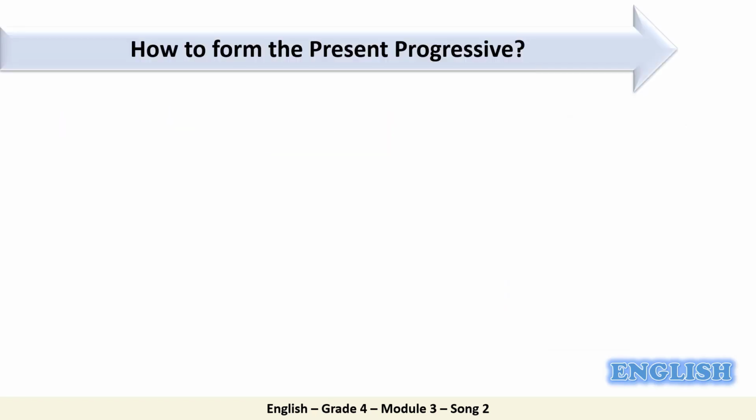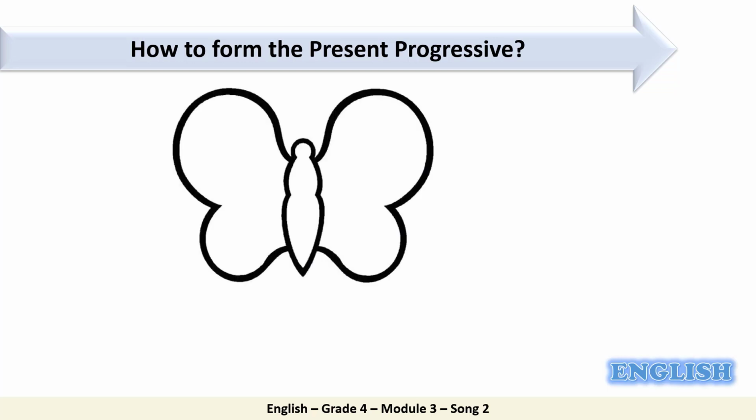Let's imagine the form of the present progressive tense just like the butterfly. Do you think that the butterfly can fly with one wing? Of course not. Just like the form of the present progressive tense. So, in the left wing, I will write the verb to be: am, is, or are. And in the body, I will write the verb. And in the right wing, I will write the ing.